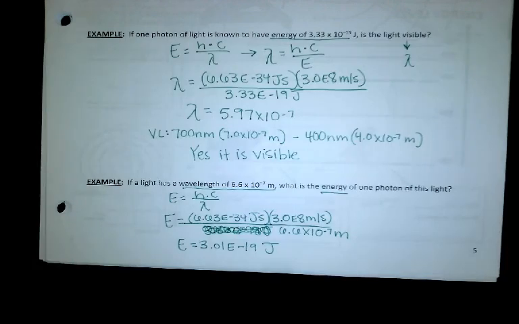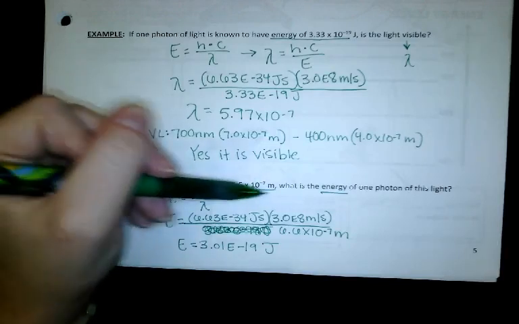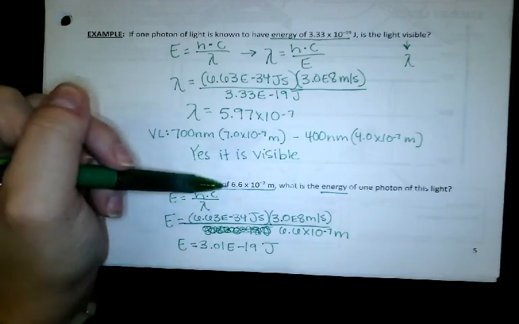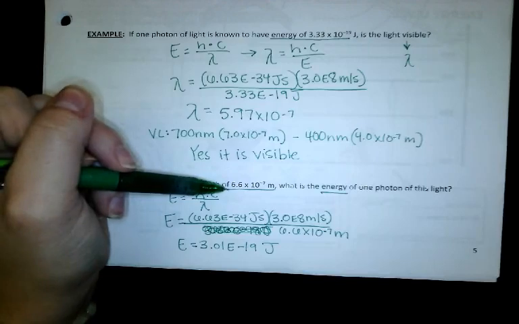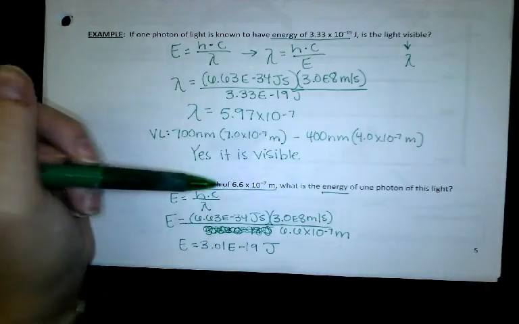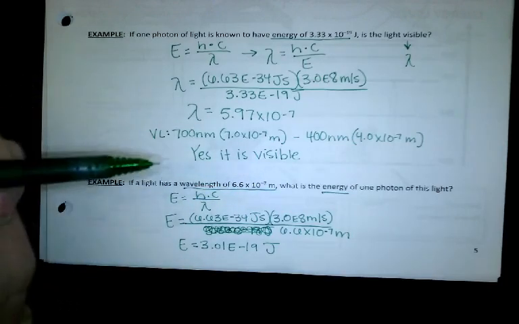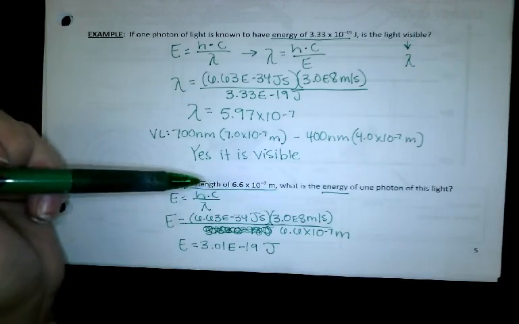Now, looking at this wavelength, let me ask you this. Is this wavelength on the visible light spectrum? And the answer is yes, because it's in between our two nanometer values. Okay, so this is probably kind of a reddish orange on the visible light spectrum because it's closer to 700, which is red.